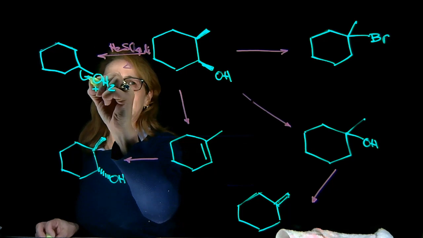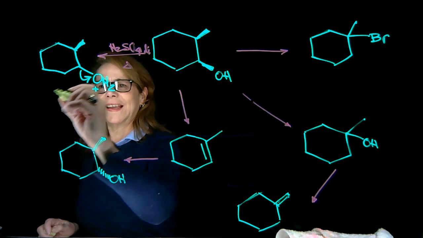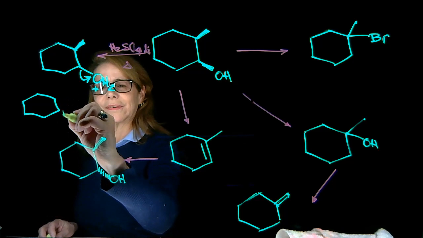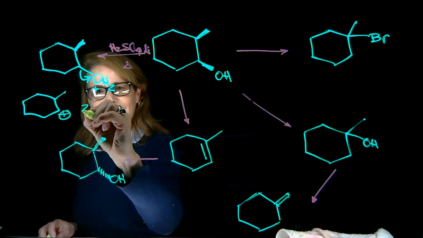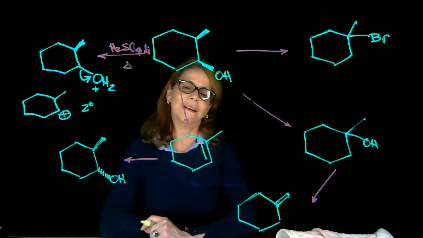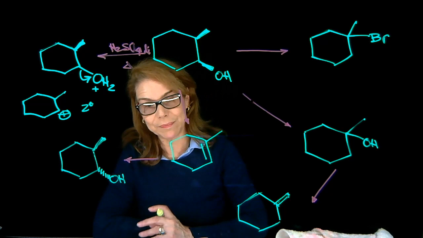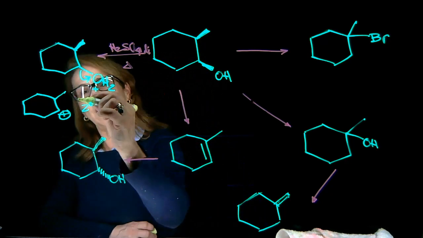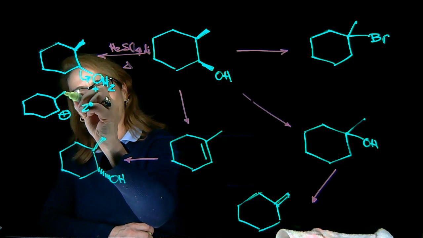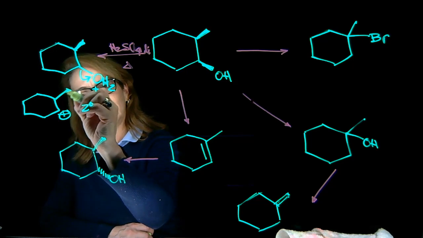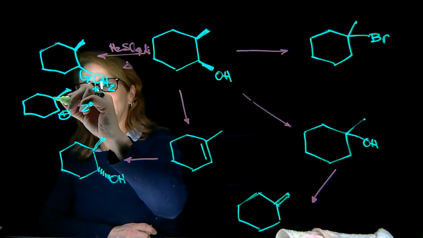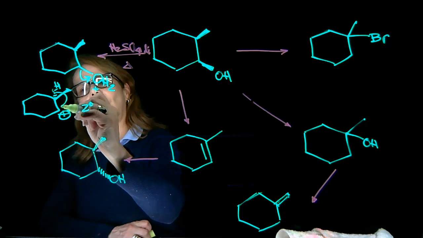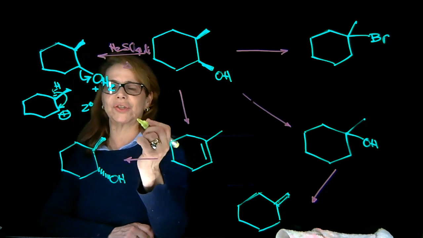And this will depart, and you will form a carbocation here. But now notice this carbocation is secondary, and we can make it better by rearranging. Here you have a methyl, and you still have a hydrogen. So what we're going to do is a 1,2 hydride shift.